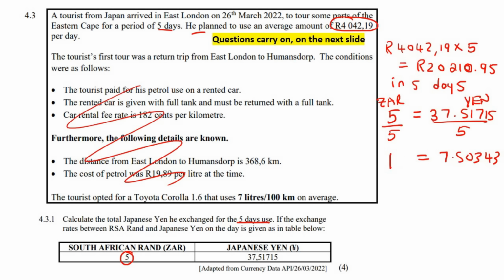So what would happen if you have 20,210? Just think about that carefully. For every 1 rand you have, that is how many Japanese yen you can get. So if you have 20,000 rand, how would you work out your Japanese yen? Well, you could say 20,210.95 multiply by 7.50343. And so this guy exchanged 151,651.45, if you round to 2 decimal places, Japanese yen. So I'm just going to put a Y, however they're doing that, a Y with 2 lines.